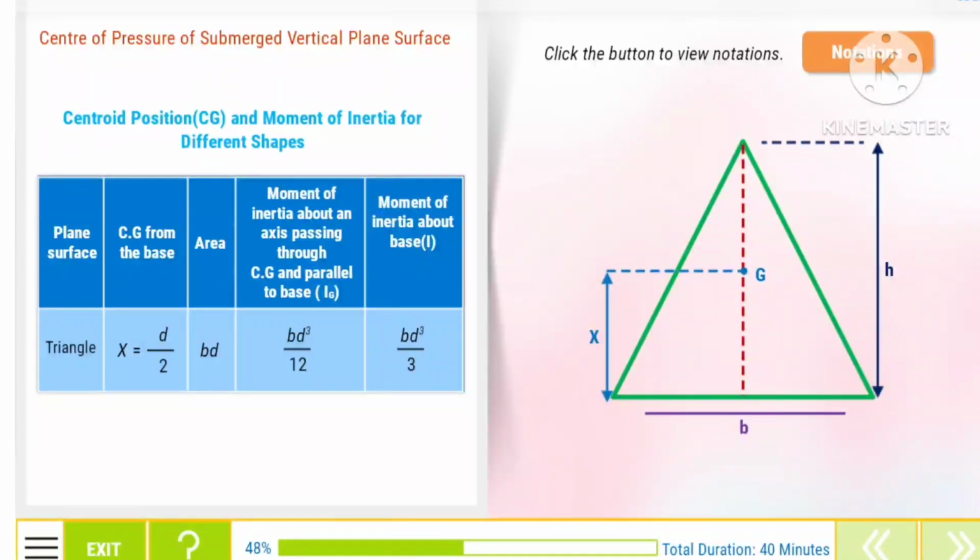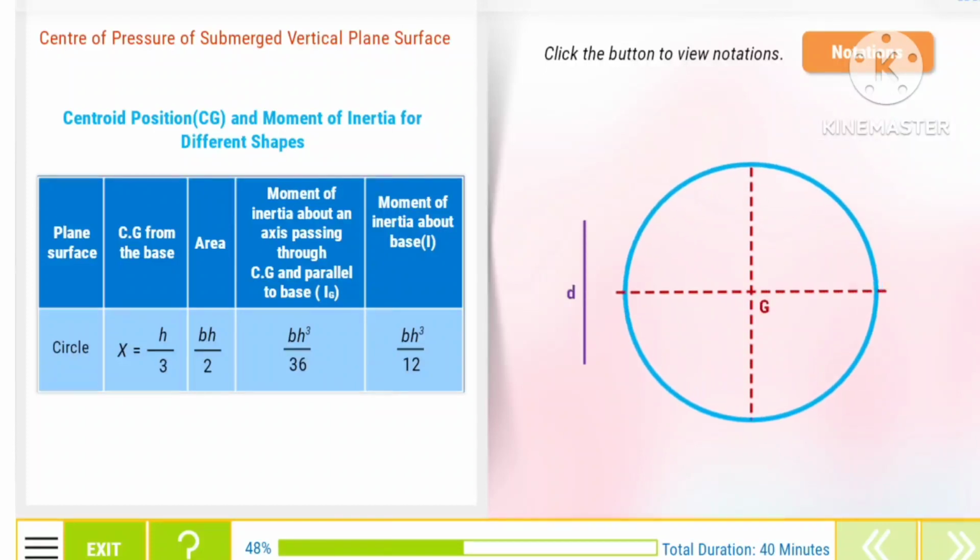The second plane surface is the triangular surface. For that, the CG from the base x is equal to h by 3. The area is b into h divided by 2. The moment of inertia about an axis passing through CG and parallel to base, IG, is equal to b into h cube divided by 36. The moment of inertia about base, I, is equal to b into h cube divided by 12.